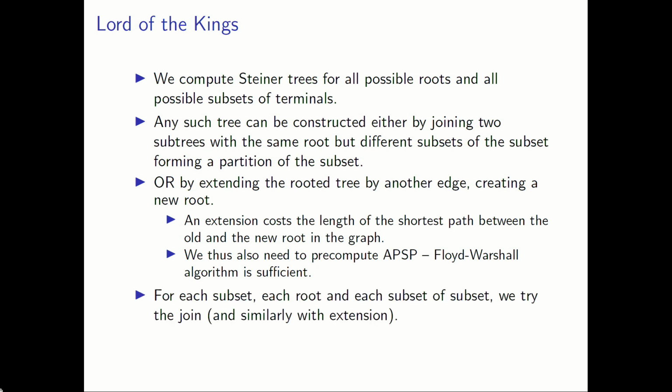So basically, how do we fill the dynamic programming tables for each subset of terminals, for each root, and for each subset of this subset that determines the partition? We try the join operation, and similarly with the extension. So for each subset, each old root, and each new root, we try to construct a new Steiner tree. So the resulting time complexity is n times 3 to the t, that's for the join operation, plus n squared times 2 to the power of t, this is for the extension operation, and this one n cubed for Floyd-Warshall's algorithm.